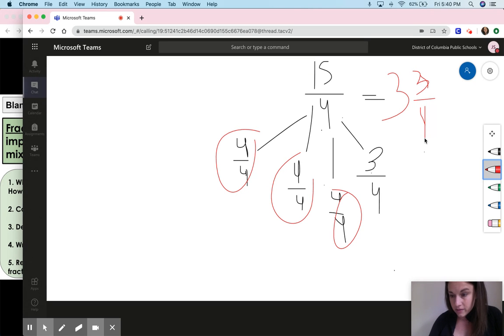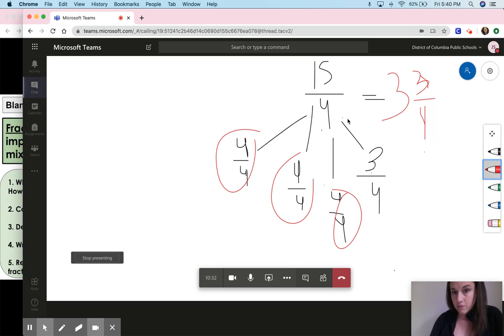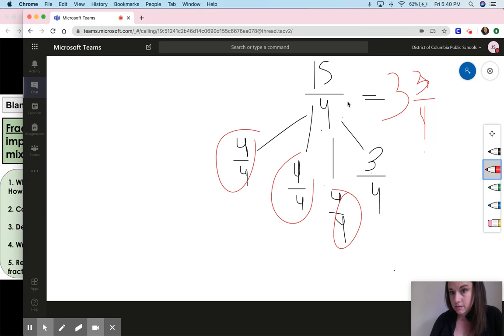Say the equivalent fractions with me now. 15/4, good, is equivalent to 3 and 3/4. That's how you say mixed numbers, remember. 3 and, there's no "and" symbol there, but you still say "and," 3/4.